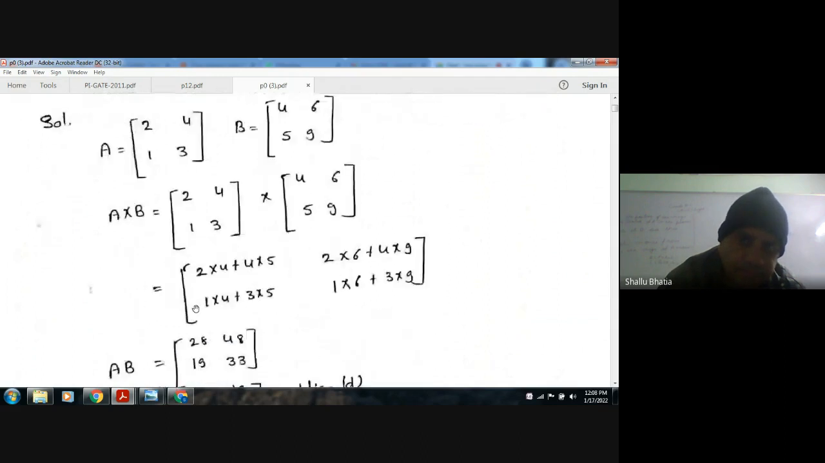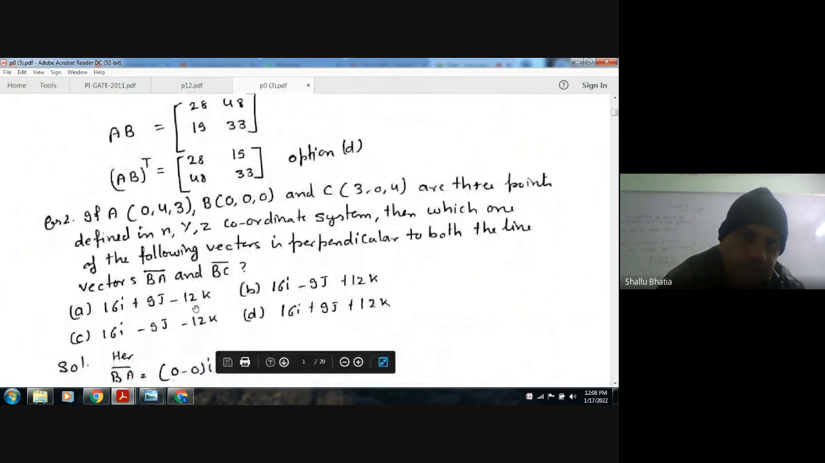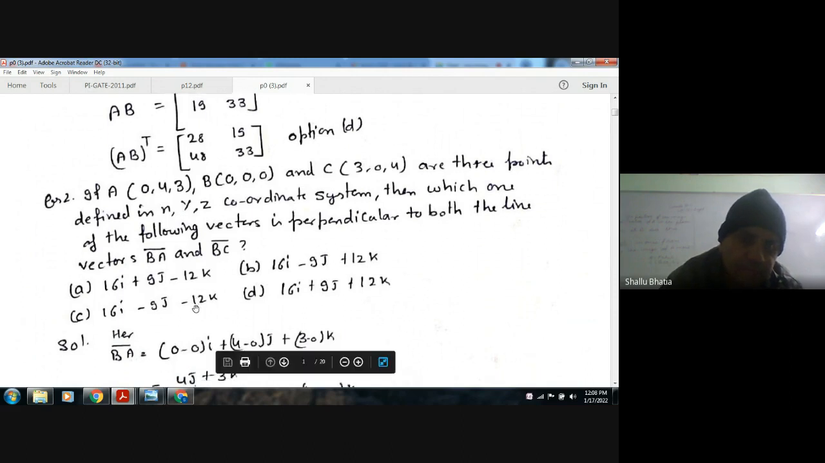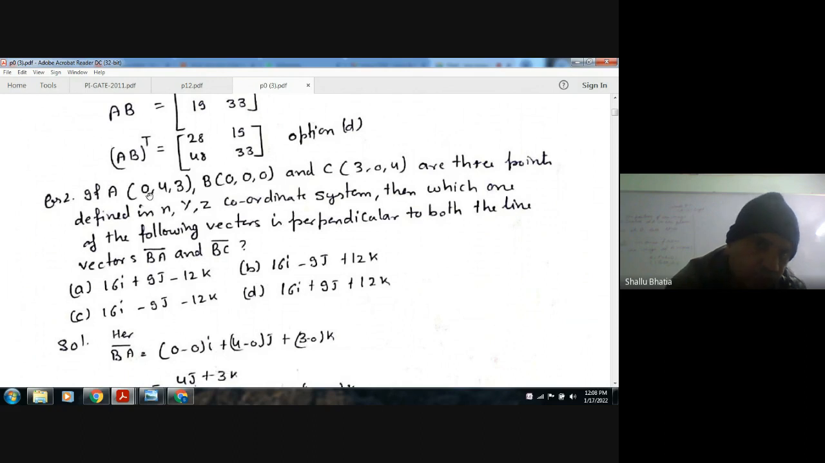Okay, next. If A is (0, 4, 3), B is (0, 0, 0) and C is (3, 0, 4) are three points defined in the X, Y, Z coordinate system, then which one of the following vectors is perpendicular to both the lines, vectors BA and BC? So this is your point B, and BA is nothing but the final coordinate, sorry, subtract this from this.